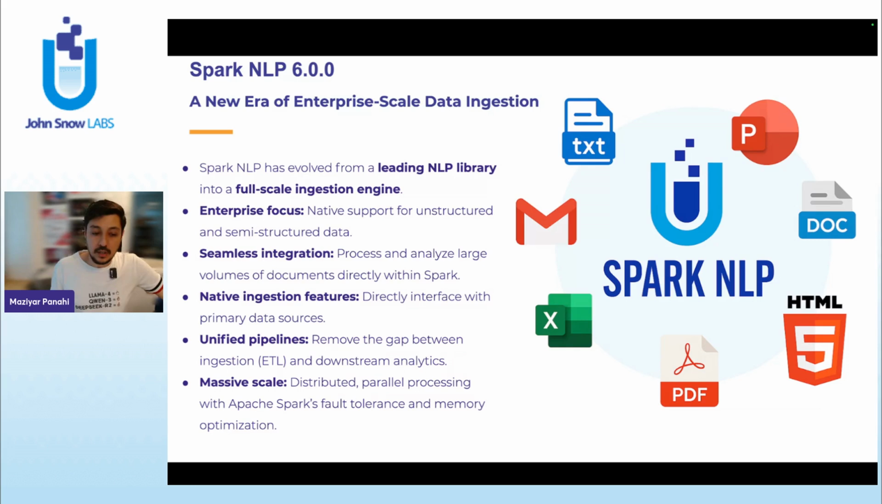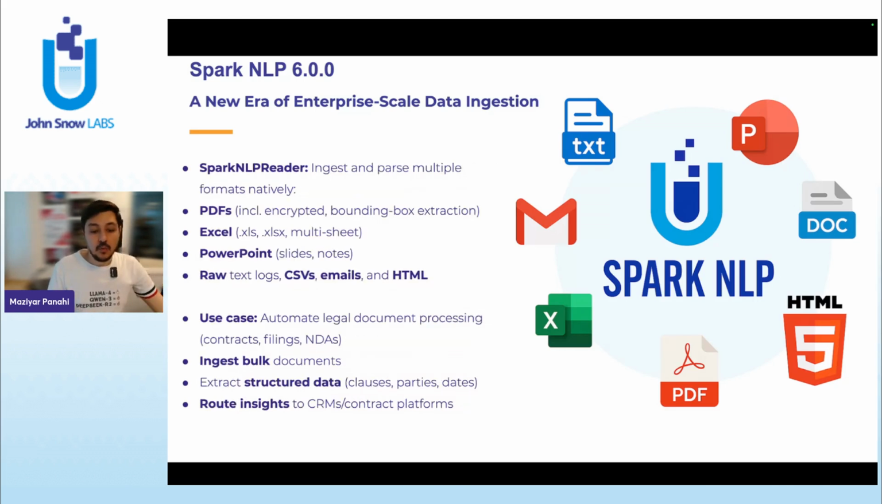That means you can distribute that pipeline in a parallel process inside Apache Spark with the same memory optimization and the same fault tolerance. That means a massive scale, right? Now, what did we add? We now have a Spark NLP reader. Inside a Spark NLP reader, you can ingest and parse multiple formats natively. We'll start with the PDF. That includes encrypted files, bounding box extraction, and etc.